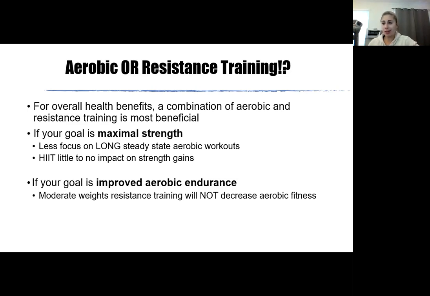So for most people, unless again you're serious into a sport or a specific activity that you want to improve at, then you can focus on those goals. But for most people, for just general overall health, aerobic and resistance training is going to be your best bet, to do both.